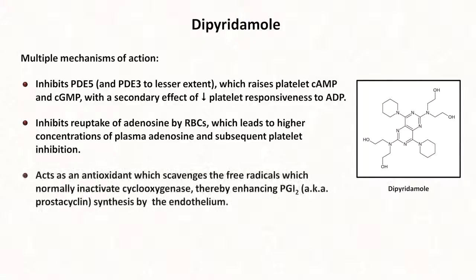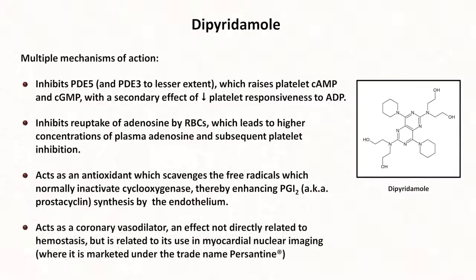Dipyridamole also acts as an antioxidant, which scavenges the free radicals which normally inactivate cyclooxygenase, thereby enhancing PGI2 synthesis by the endothelium. And finally, it acts as a coronary vasodilator, an effect not directly related to hemostasis, but is related to its use in myocardial nuclear imaging, where it is marketed under the trade name Persantine, as in a Persantine stress test.